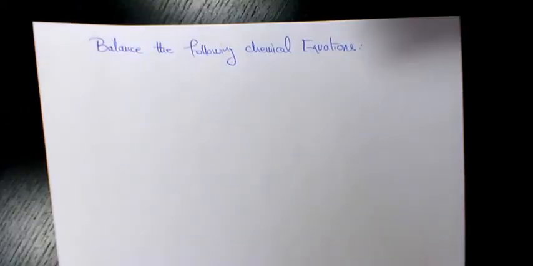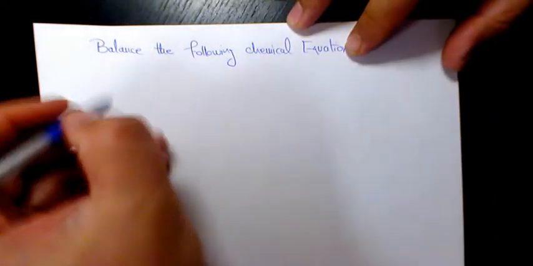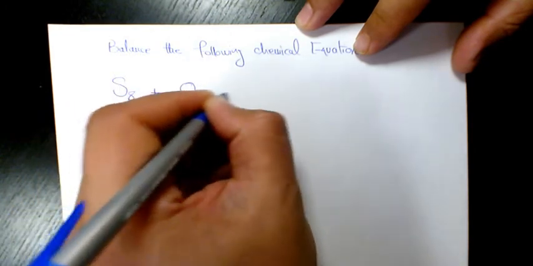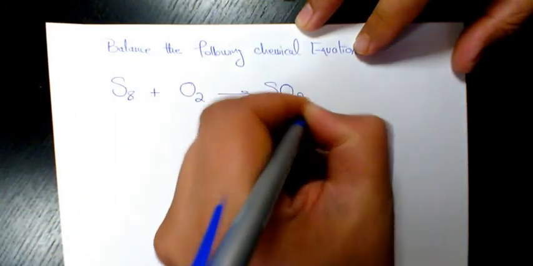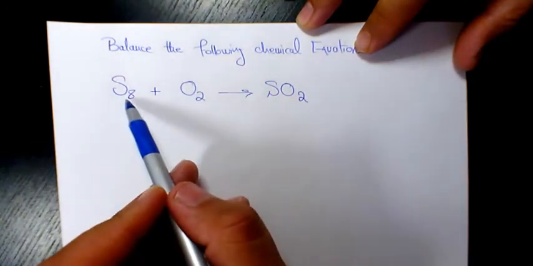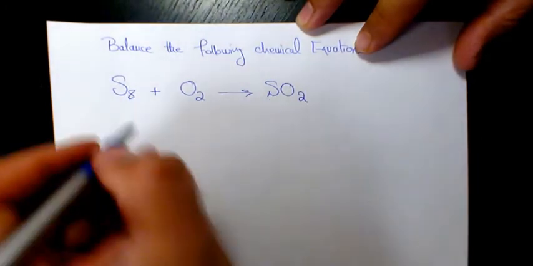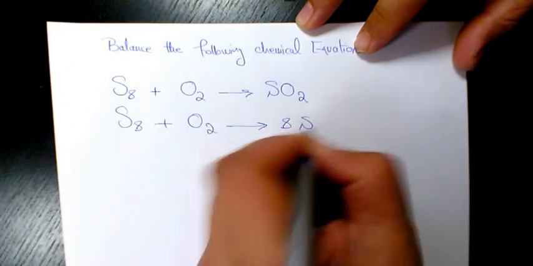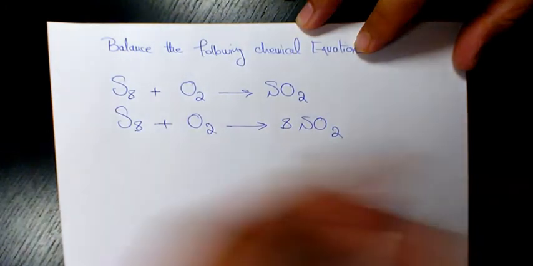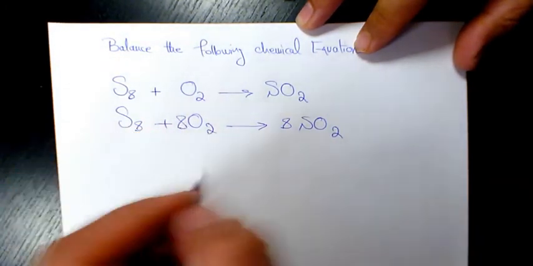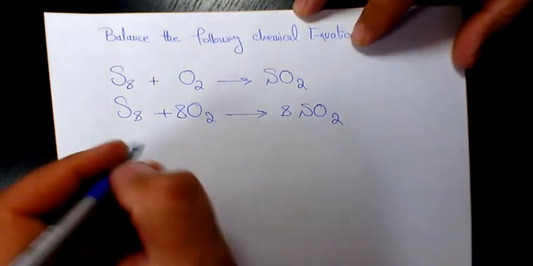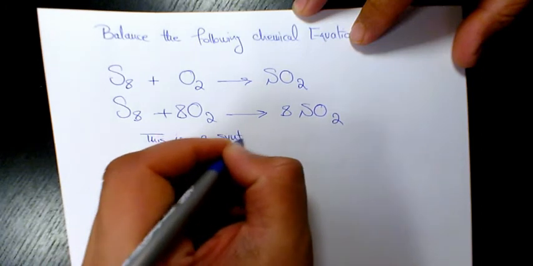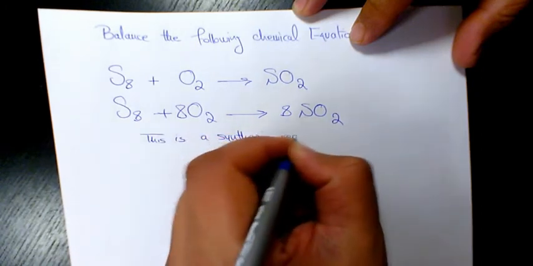Now let's see another example. Balance the following chemical equation. First one is S8 plus O2 is going to give us SO2. So we have 8 sulfur in here. We need to have 8 in this side. So S8 plus O2 is going to give us 8SO2. 8 times 2 is 16. So we need to have 8 in here as well. So we have balance, and this is a synthesis reaction.